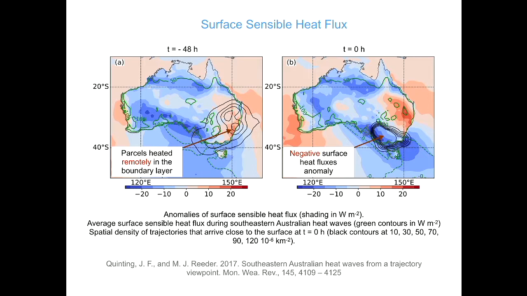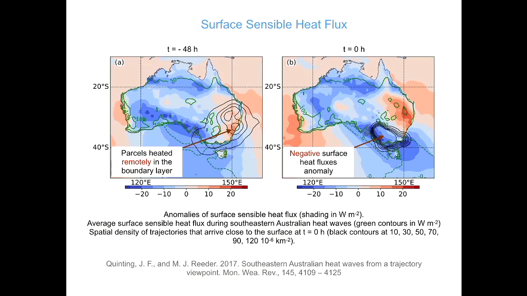And this is the surface sensible heat flux at the time of the heat wave. The shading represents the anomalies in the surface sensible heat flux, and the black contours represent the spatial density of the trajectories.